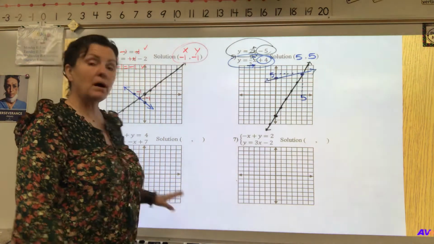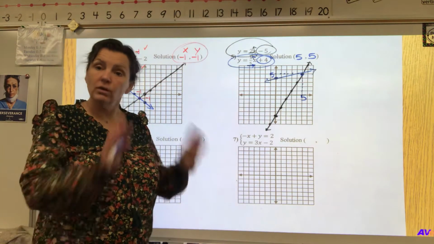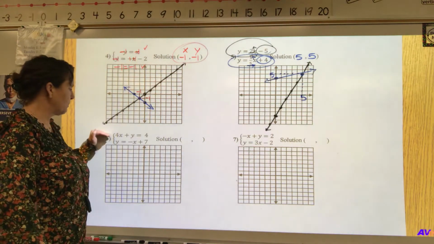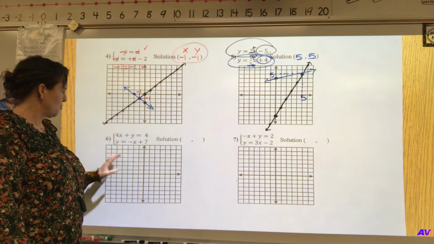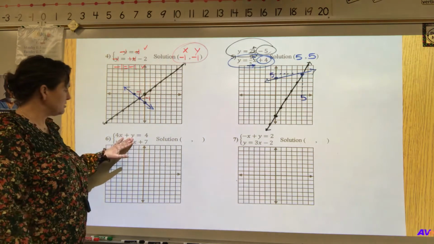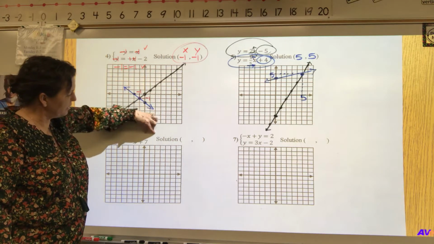You guys should pause the video and try 6 and 7 on your own. There's a little bit of a situation in those because they're not set up for our perfect success. So this one's y equals stuff. That one's perfect. This one needs to be y equals. This 4x needs to go to the other side.